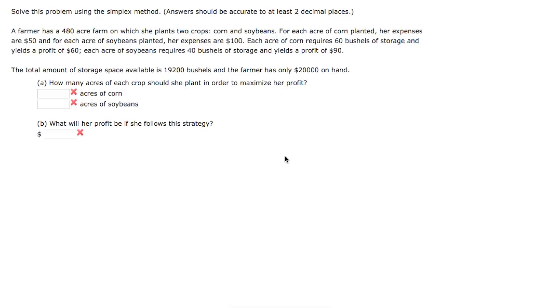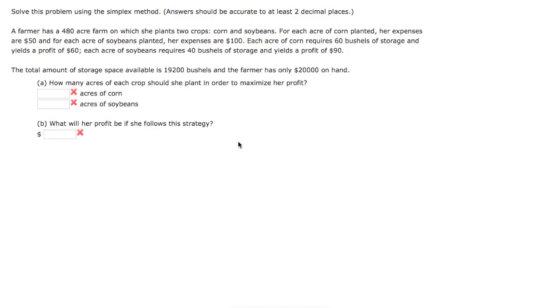Here's a question about a farmer who can plant two crops. We're given information on constraints and what the profit is. And of course, the question is to find out what planting strategy to use to maximize the profit. So read through the question carefully and make sure you understand all the details.